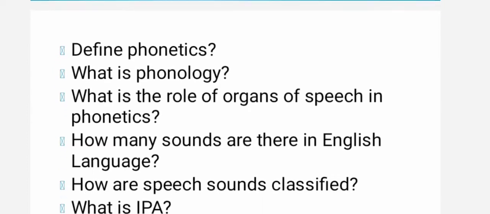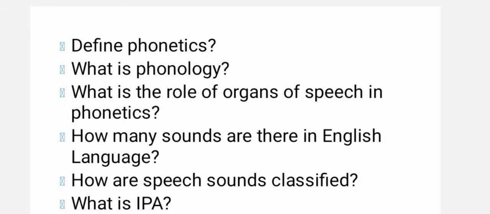Next, how are speech sounds classified? Speech sounds are classified into two types: consonant sounds and vowel sounds. Whenever you use consonants and vowels, you must be very careful, because consonants and vowels are related to letters of the alphabet, whereas consonant sounds and vowel sounds are related to sounds.